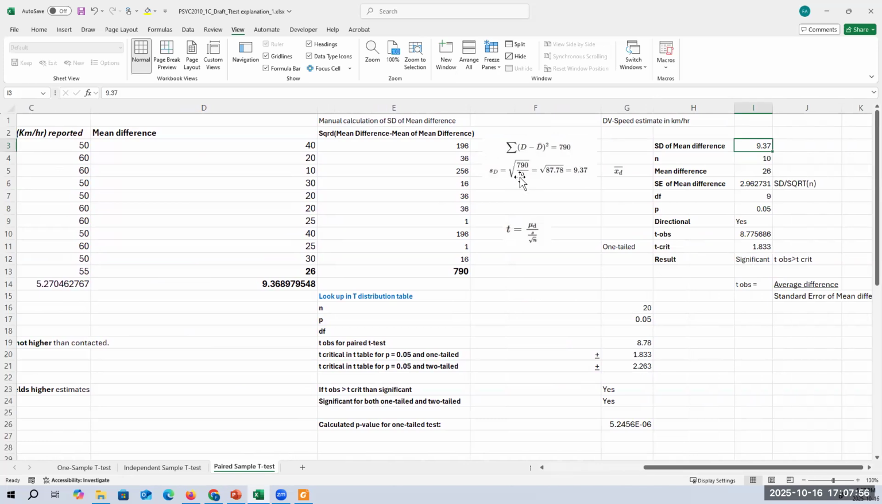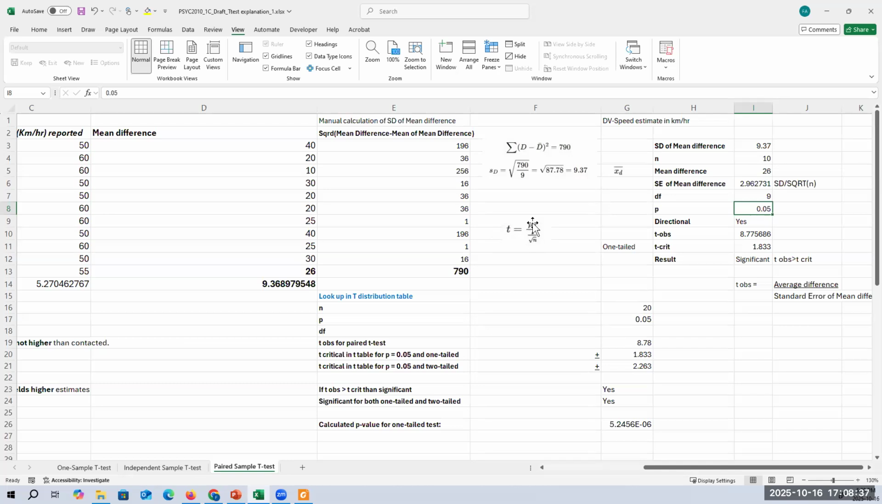N minus 1 is underneath here, so it's 790 over n minus 1. And the mean difference is 26, right? We get the mean difference by taking the average of the differences. The standard error of the mean difference is simply the standard deviation divided by the square root of n. We have our degrees of freedom, which is n minus 1. And then we have the p-value we set as our threshold, and right now we are having a directional hypothesis. So our calculated t observed value is 8.78.